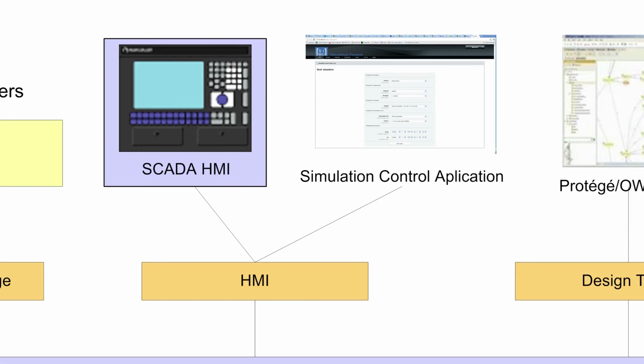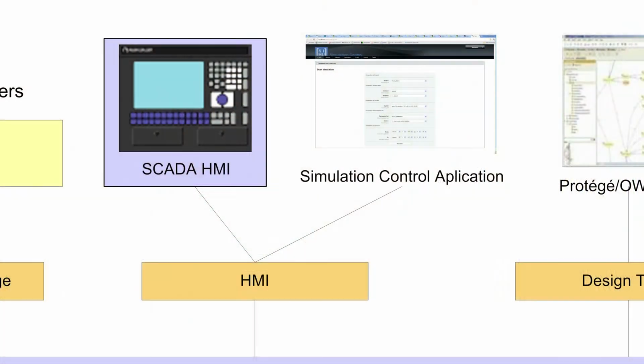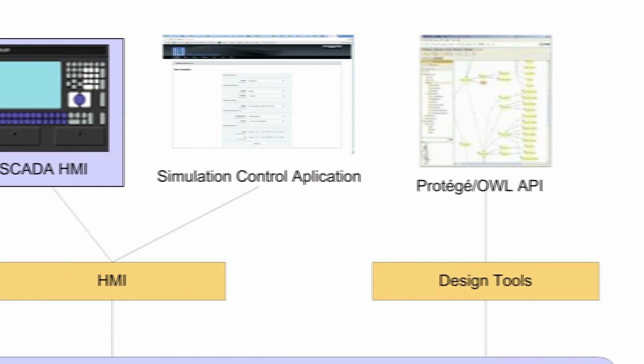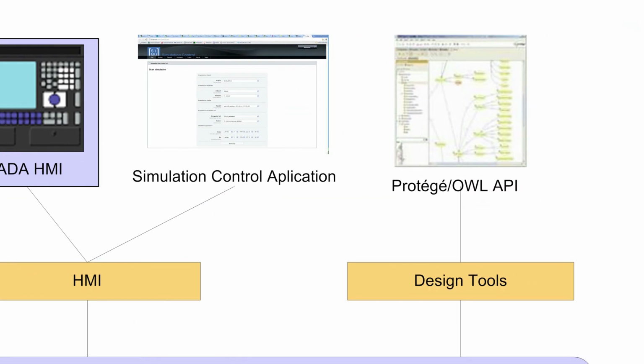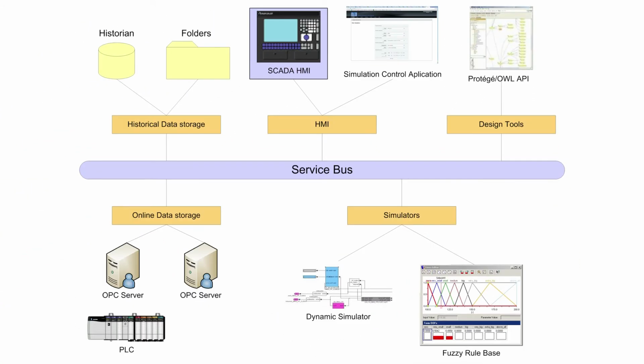HMI is a general group of tools which is used to access the service bus, access the simulators, run whole processes and configure the system. And design tools are intended for the semantic integration, that we talked about already in the previous talk. So we skip the semantic at the moment.